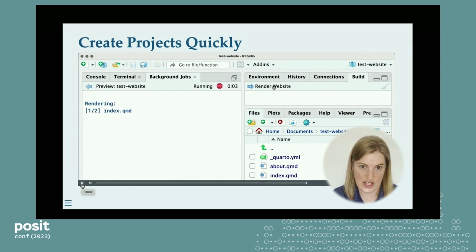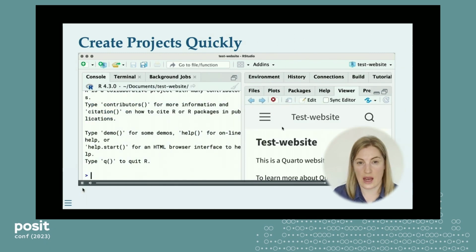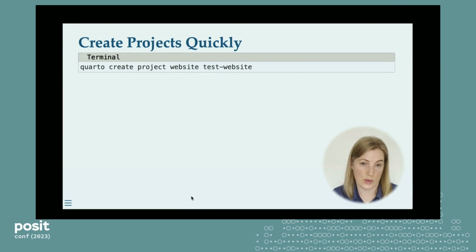This works in any terminal, but because I use the RStudio terminal, Quarto will create an RStudio project file and open up that project for me. Then I might build it just to see what I've got. I love using the interactive prompt, but you can also specify all those options as part of the command. This is a really handy way to build small reproducible examples of projects, or to get started with a project type that's new to you.